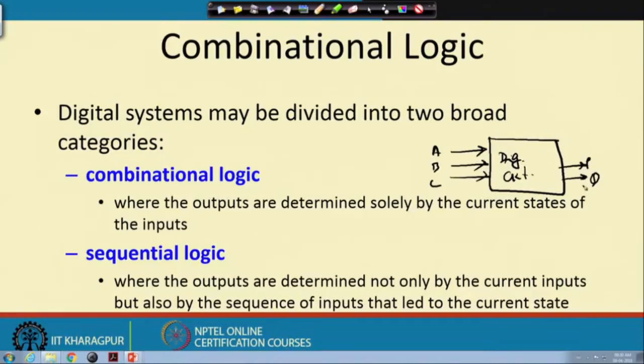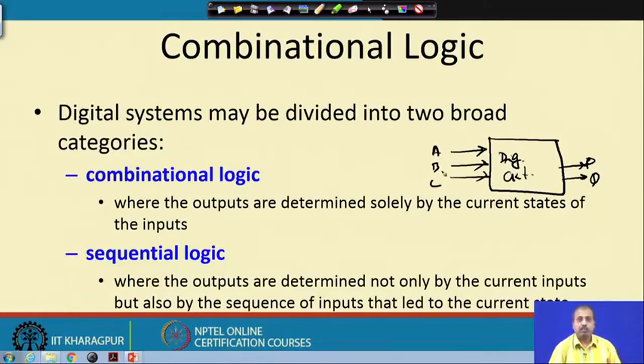Now, if it happens that at any point of time, the values of P and Q are dependent on the values of A, B, C at the current instant only, so it does not depend on the previous values of A, B, C, then we will say that this is a combinational circuit, because it does not depend on the history of the inputs in previous times.